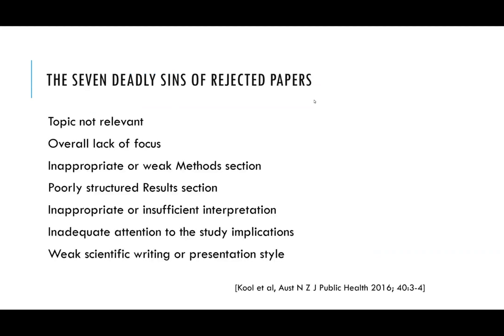This comes from an editorial, the Australian New Zealand Journal of Public Health, the 7 deadly sins of rejected papers. And it's well worth looking this paper up. The topic not relevant, an overall lack of focus, an inappropriate or weak method section, a poorly structured results section, inappropriate or insufficient interpretation. So that's a discussion section sin. Inadequate attention to the study implications. And again, that's the discussion, tying it together in the final section of the paper. Or a weak scientific writing or presentation style.